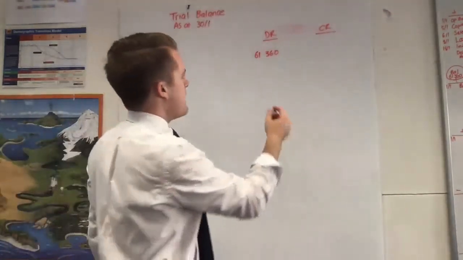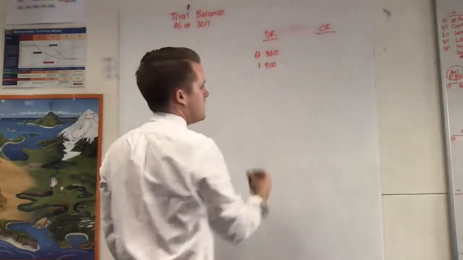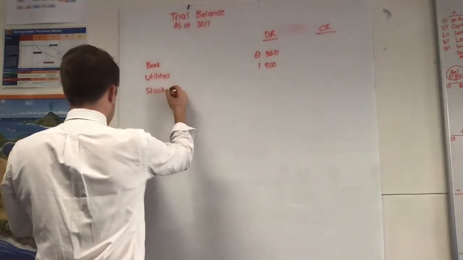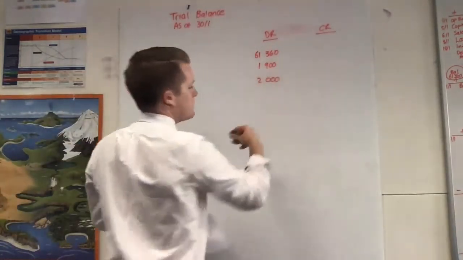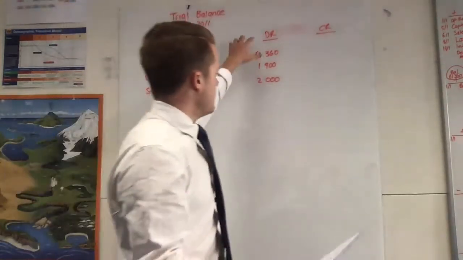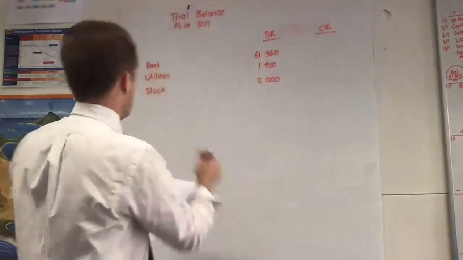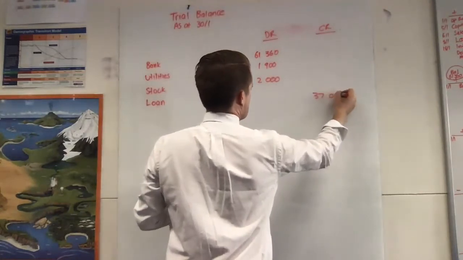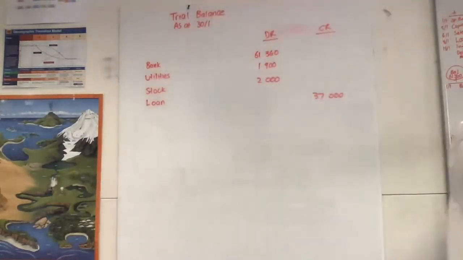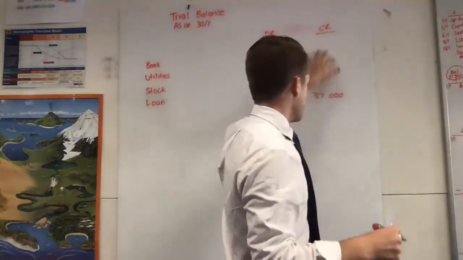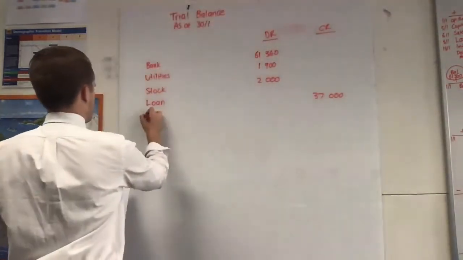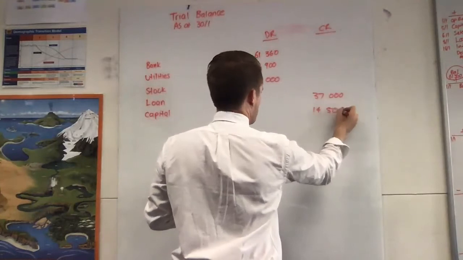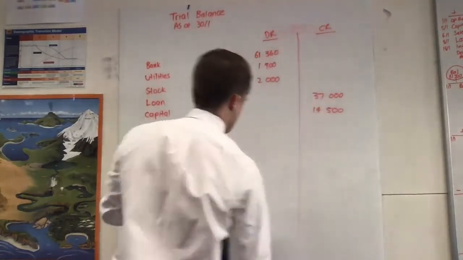We had a balance on the debit side, that $1,900 was on the left-hand side. Our stock had a balance of $2,000, also on the debit side or also on the left-hand side, hence it being in the debit column. Our loan had a balance of $37,000, and that balance is on the credit side. So we record it on the credit side here. Capital had a balance of $14,500, also on the credit side, so it's recorded in the credit column here.